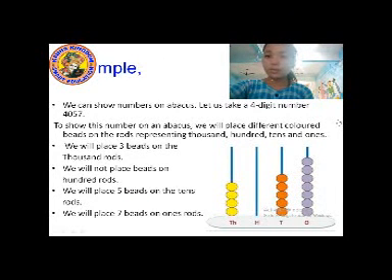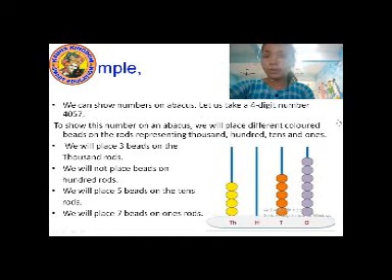Now we'll see one example of how a number can be represented on an abacus. Let us take one number, 4057. To show this number on an abacus, we will place different color beads on the rods, which represent thousands, hundreds, tens and ones.